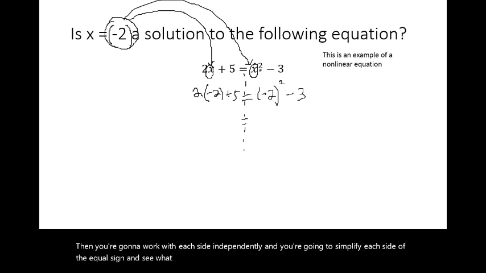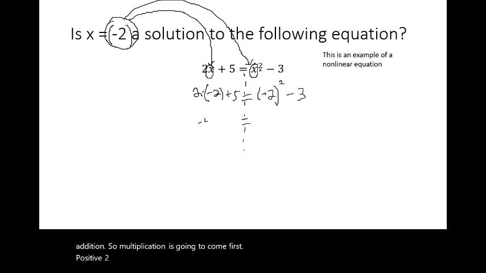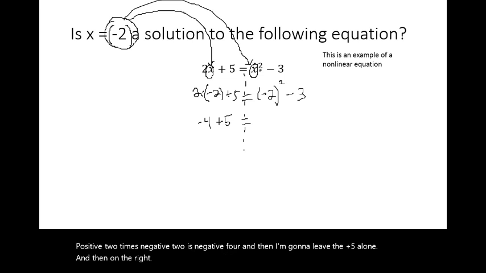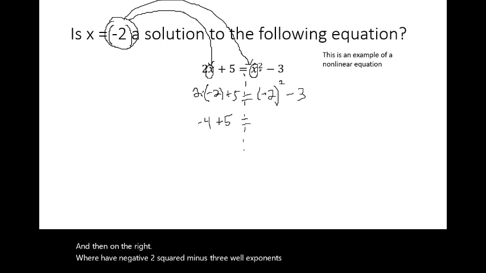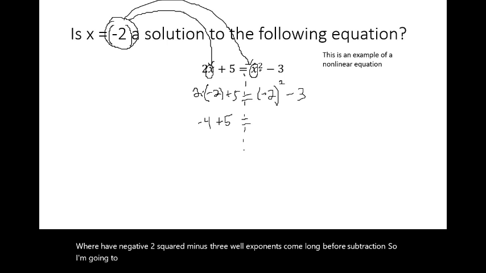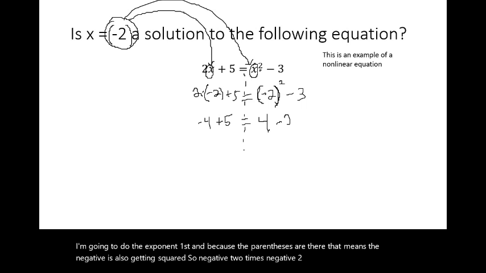So on the left-hand side, we have multiplication and addition. So multiplication is going to come first. Positive 2 times negative 2 is negative 4. And then I'm going to leave the plus 5 alone. And then on the right, we have negative 2 squared minus 3. Well, exponents come long before subtraction, so I'm going to do the exponent first. And because the parentheses are there, that means the negative is also getting squared. So negative 2 times negative 2 is positive 4. And then I'm going to leave the minus 3 alone.